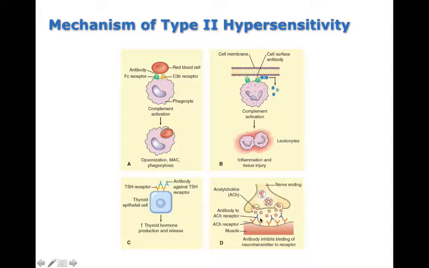It's also possible for these antibodies to bind and block receptors. So in the case of myasthenia gravis, these antibodies bind to the nicotinic receptors on skeletal muscle, and they block the binding site for acetylcholine, so that skeletal muscle ends up getting paralyzed as a result. So they don't activate the receptors, they're actually blocking it.